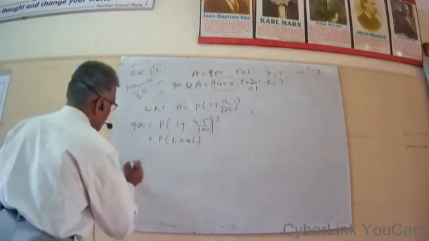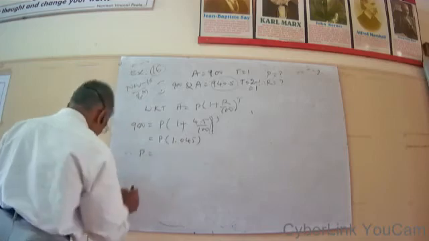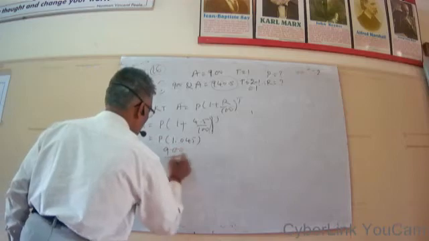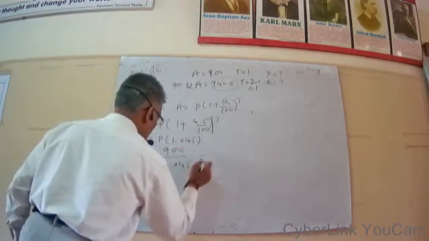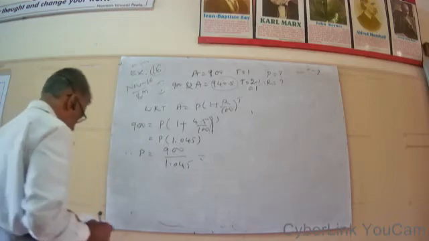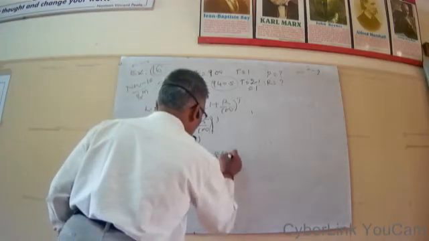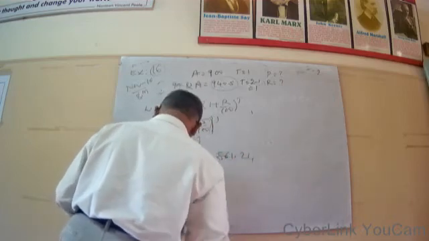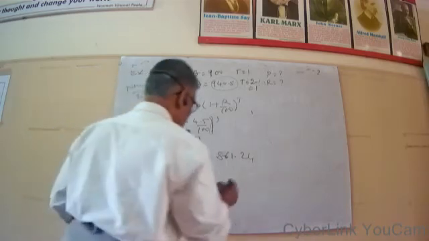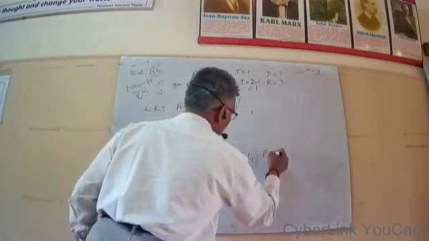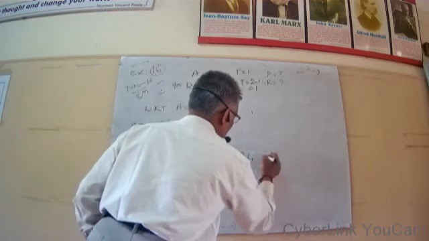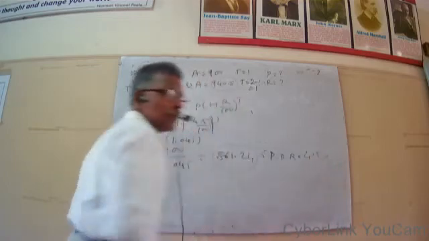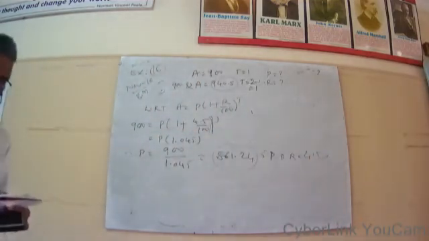Raised to 1 is itself. So therefore P equal to 900 divided by 1.045. If you divide this, you get 861.24. So the original sum is this, this is the P, and the rate of interest equal to 4.5. This is the answer. Next is example number 17.